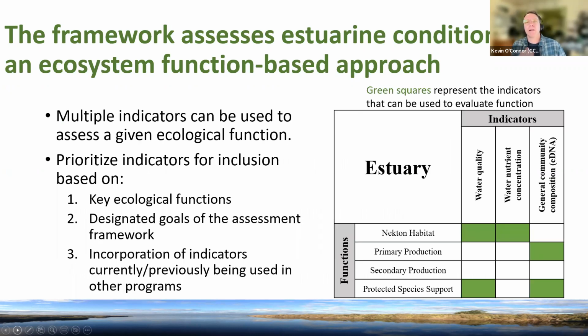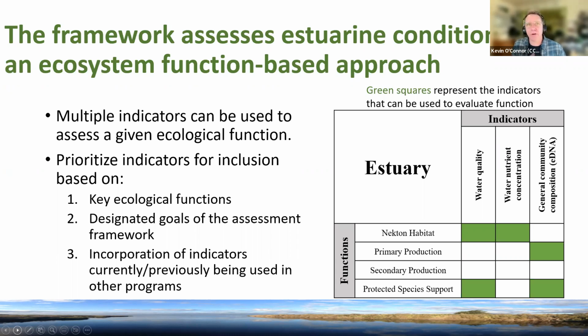So here you can see along the left-hand column, this is a subset of these function to indicator tables we put together. The left-hand column is the individual function. The top rows are the indicators with the green bars representing which indicators inform which of the functions. So we have multiple indicators that can be used to assess a given ecological function.